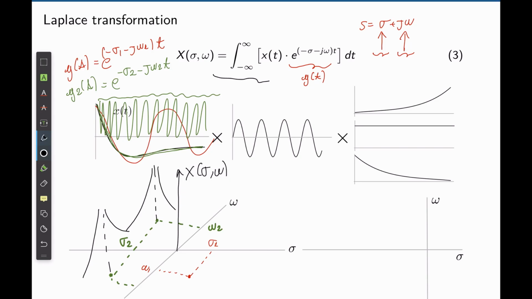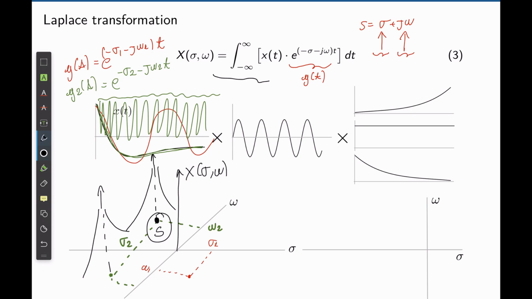If you now have this 3D representation of the Laplace transform, these points where the Laplace transform tends to a very large number indicate that at that specific point of s, that is what we need to create x of t. That is the value of sigma and omega needed to recreate x of t. And these are the points of interest.